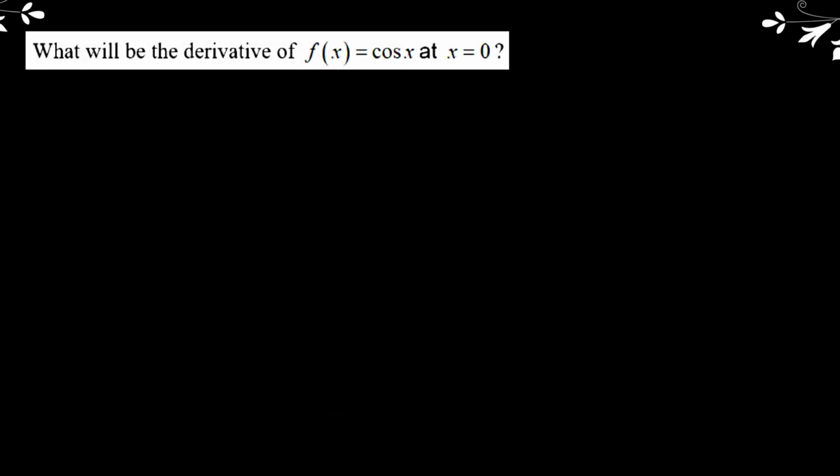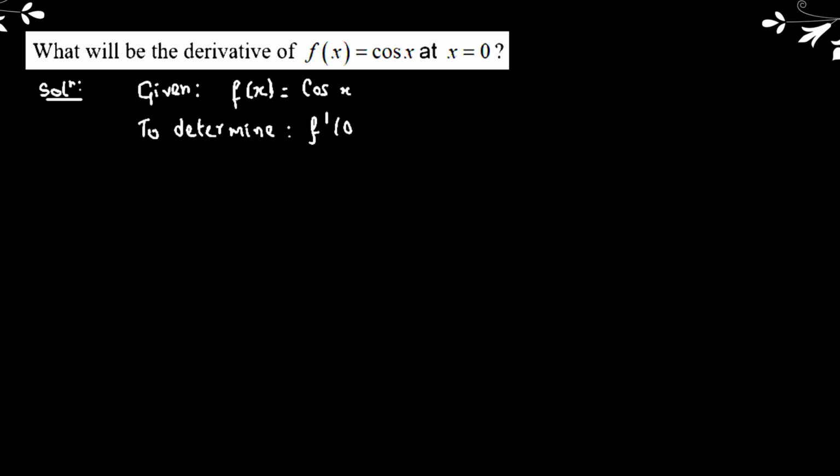Problem number 4. Here we need to determine the derivative of the function cosine of x at x equals 0. We are given the function f of x equals cosine of x. We need to determine the derivative of the function at x equals 0, so that means we need to find f prime of 0.